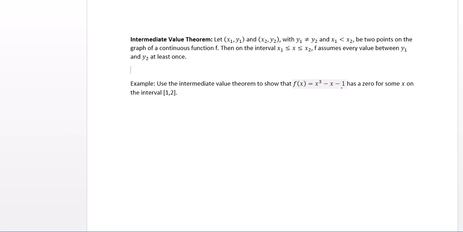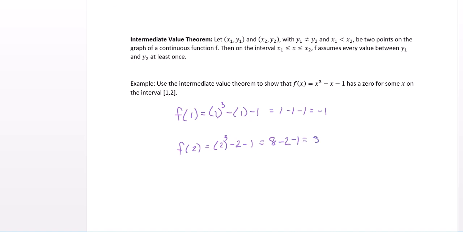All right, so use the intermediate value theorem to show that f of x equals x cubed minus x minus 1 has a 0 for some x on the interval from 1 to 2. Okay, let's take a look at this. If I look at f of 1, let's just evaluate and see what happens. I end up with 1 minus 1 minus 1, which is a negative 1. If I evaluate at 2, I'll have 2 to the 3rd minus 2 minus 1, which is 8 minus 2 minus 1. That is 8 minus 3, which is 5.